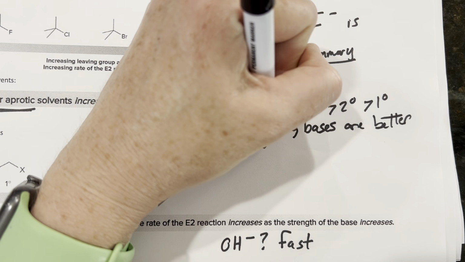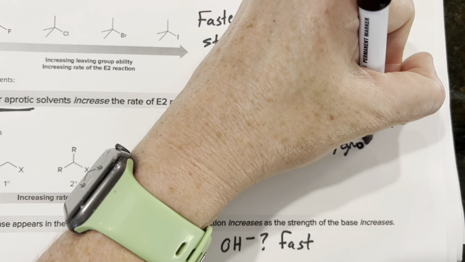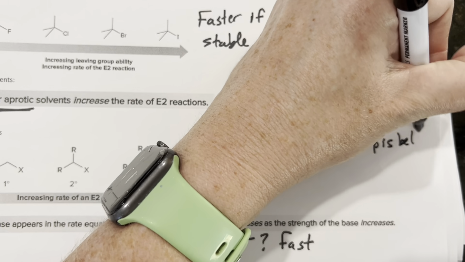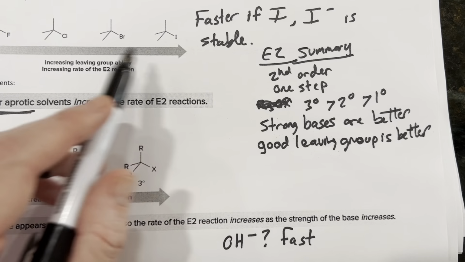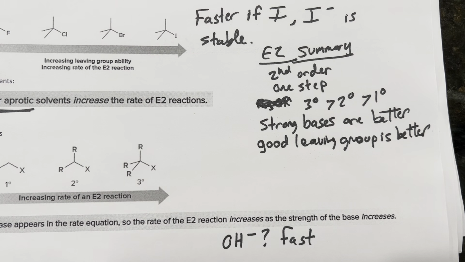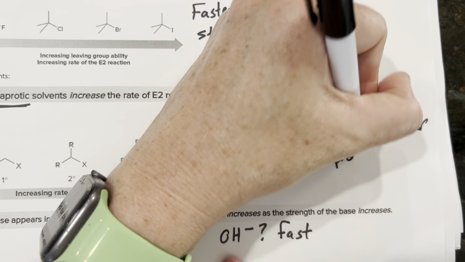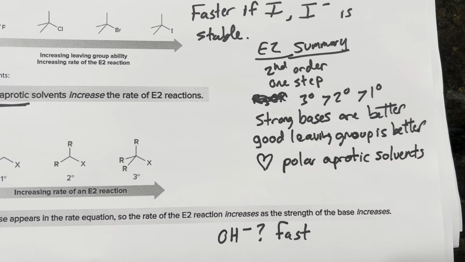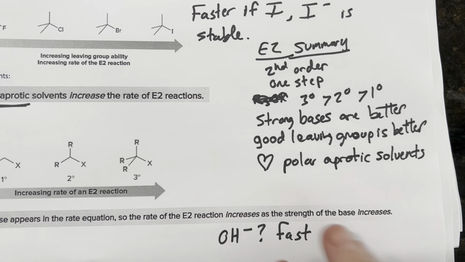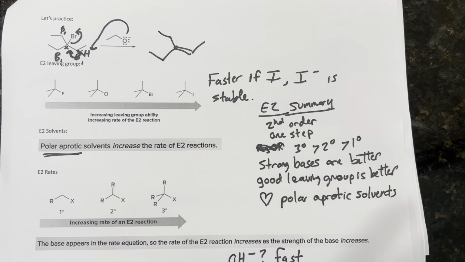And then if it has a good leaving group, it's better. And the thing about the leaving groups is that's true for SN1, for SN2, for E1, and for E2. If you have a good leaving group, the reaction is going to happen more quickly. Last but not least, it loves polar aprotic solvents. All right, so that is pretty much the summary of E2. Let's move on to E1.